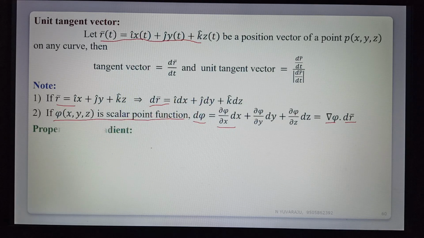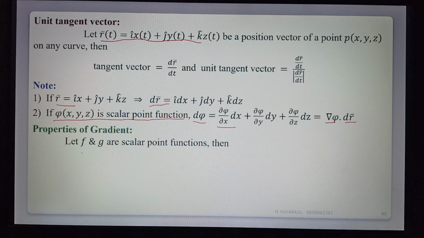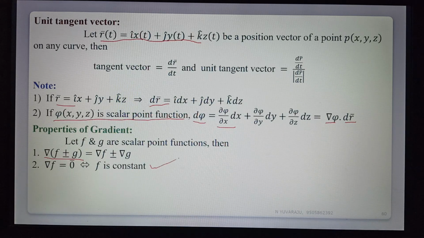Okay? So next, properties of gradient. Let f and g be scalar point functions. Then the first property: del of f plus or minus g, that is adding and subtracting two scalars, is equal to del f plus or minus del g. And del f is equal to 0 bar, that is, del f is a zero vector when f is constant.